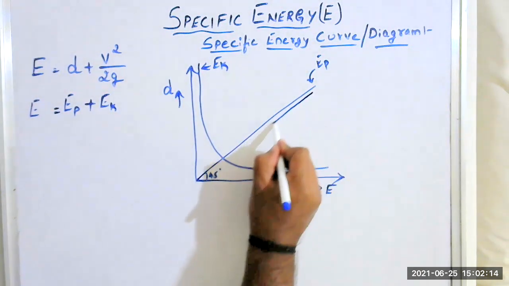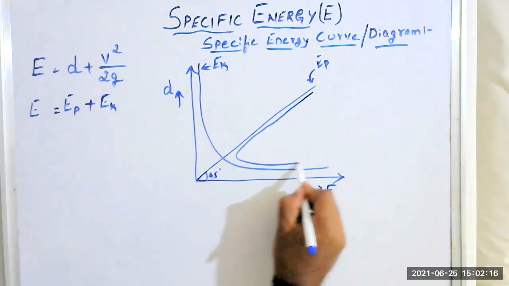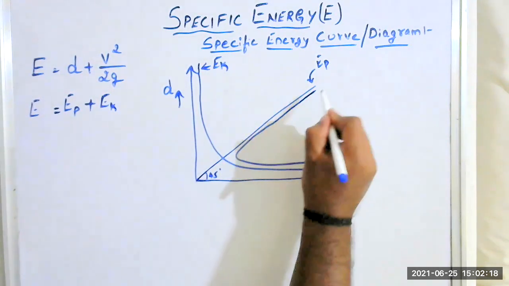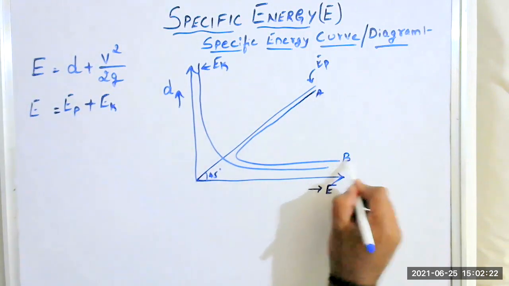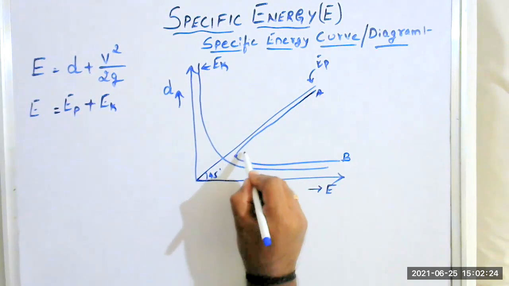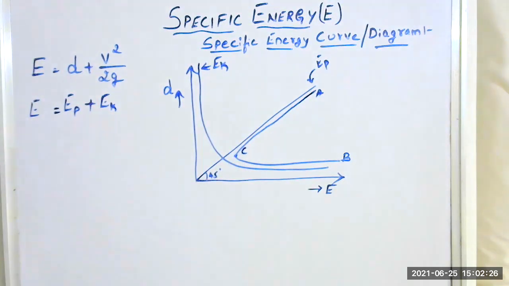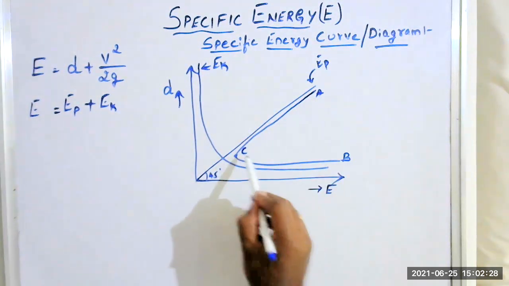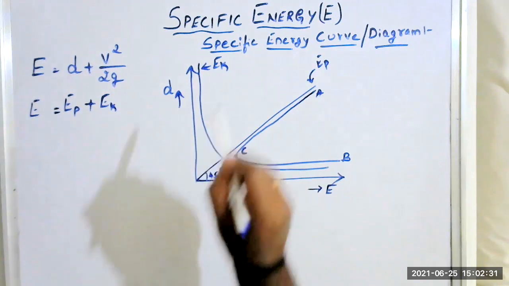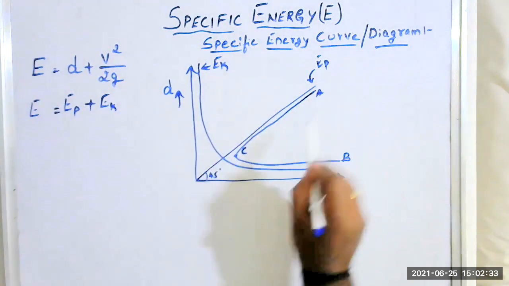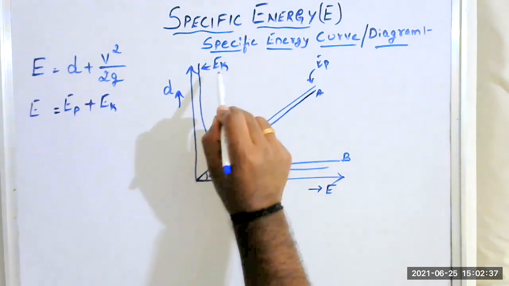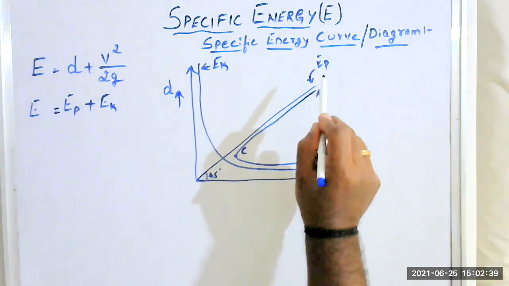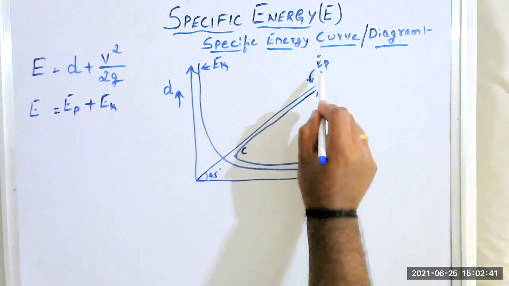This is the specific energy curve. Let me label this A, this B, and somewhere at this point, C. So this A, C, B represents the specific energy curve. This curve is the combination of the kinetic energy curve and the potential energy curve, or static energy curve.